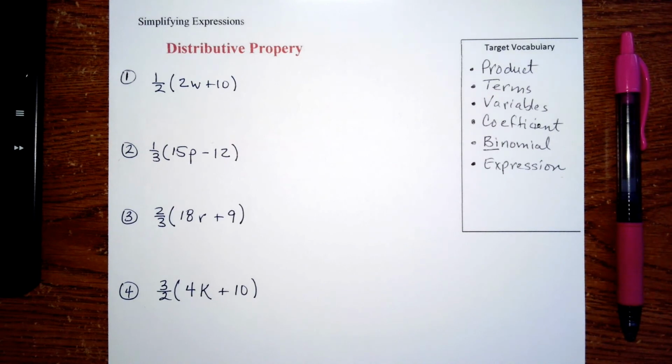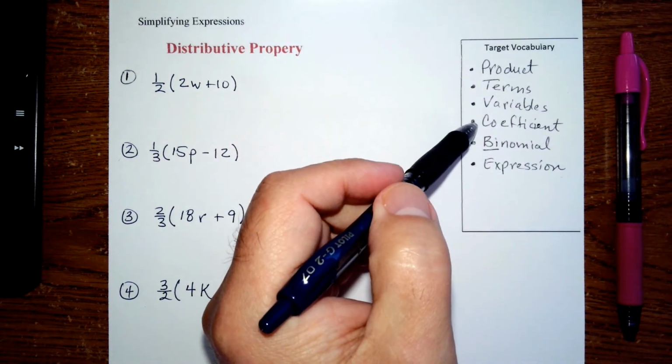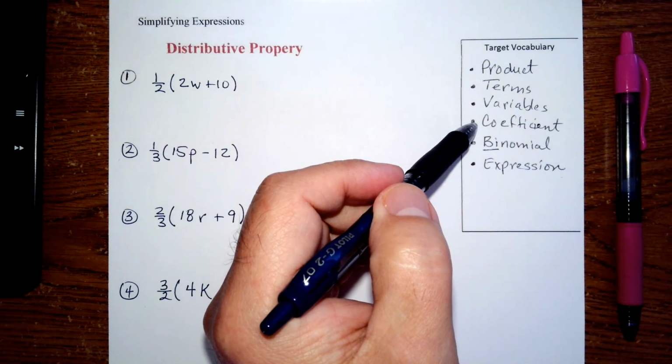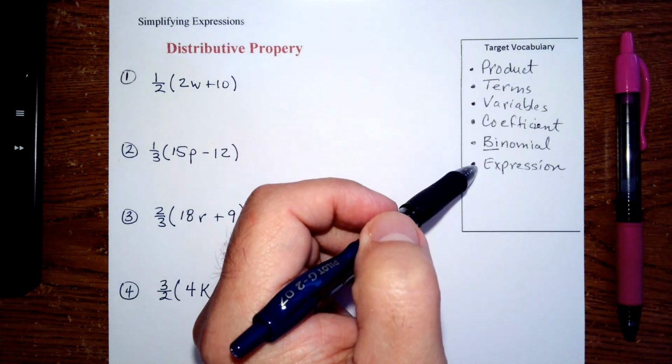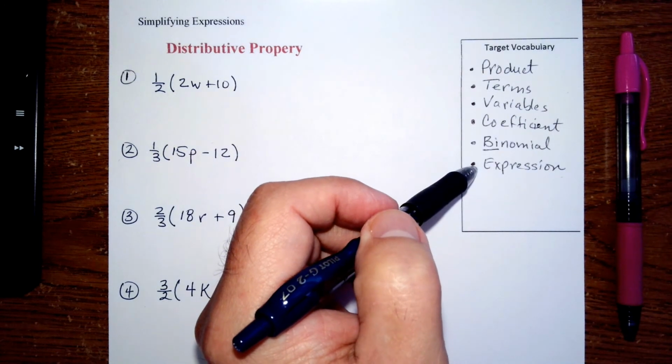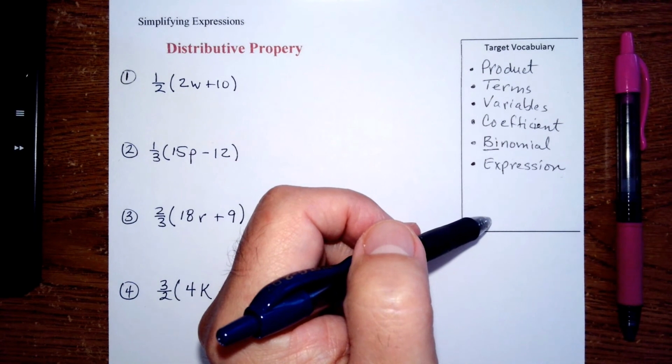You'll notice we have a vocabulary bank again. We have the terms: product, terms, variables, coefficient. What's this one? Binomial. Binomial means two parts, two terms. And an expression is anything mathematical that's not an equation. Okay? Let's start off. Let's look at number one.